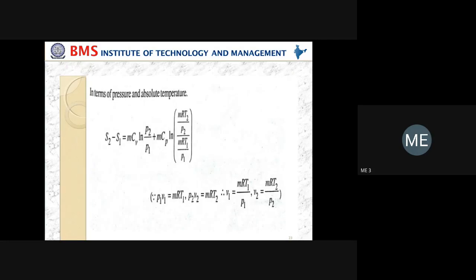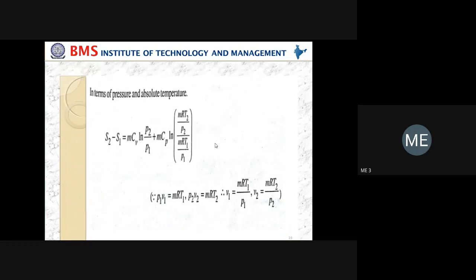You can use those standard formulas for the constant temperature process and isobaric process. And if in the problem the process is not mentioned properly, in that case you have to use the general equation. The equation that I am deriving holds good for a general process as well as for a polytropic process. These are the values we derived. Next, in terms of pressure and temperature.